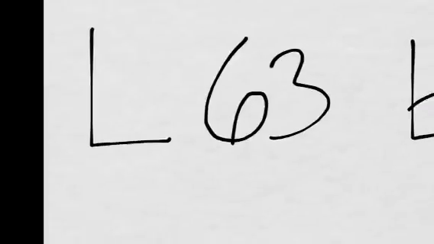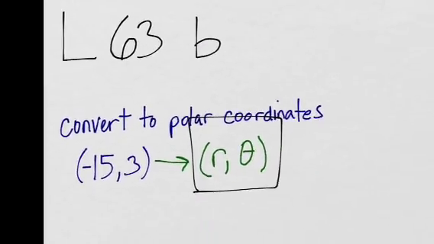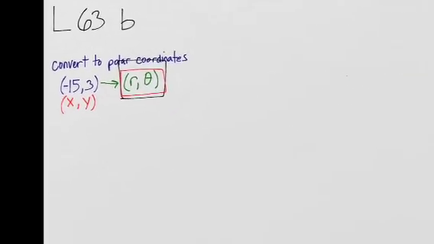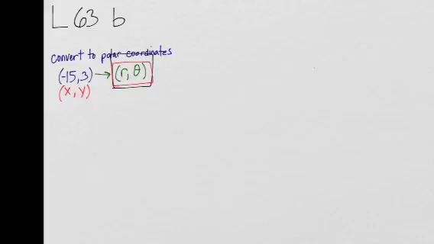Alright, so lesson 63, question B. Convert to polar coordinates. Negative 15, 3, that's rectangular form. That's our x, y coordinate, the one that we're very familiar with. And we're going to turn it into polar coordinates, which is going to be something r comma theta, which stands for the radius and the angle. So let's take a look at what we've got going on here and see how we do this.